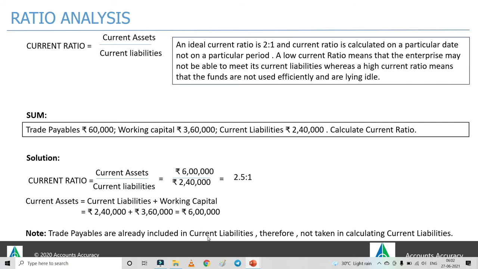Once you get the current asset, it is divided by current liability, and your current ratio comes out to 2.5:1. Now you must be thinking about what to do with the trade payables. You must know that trade payables are already included in current liabilities. Therefore, they will not be taken separately in the calculation of current liabilities.